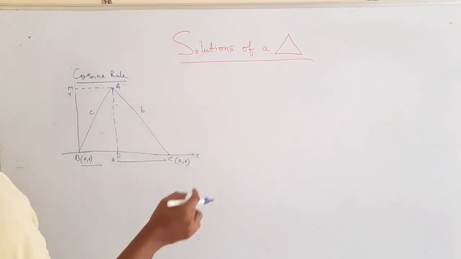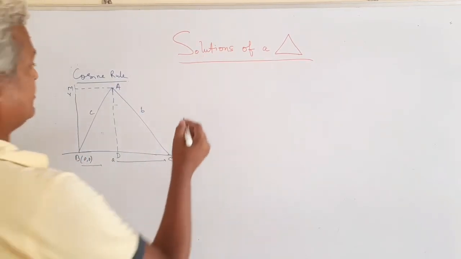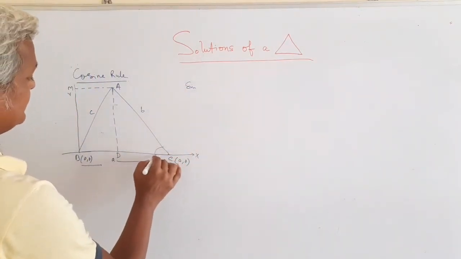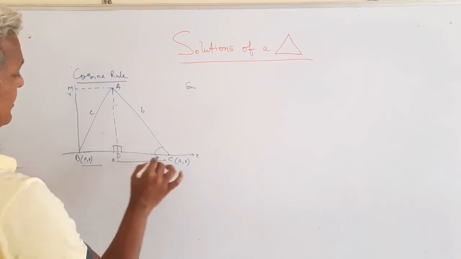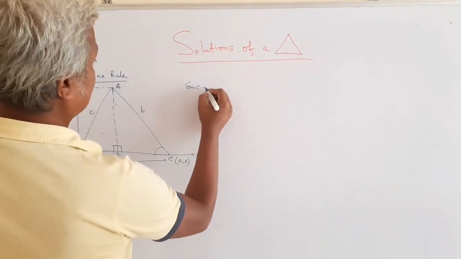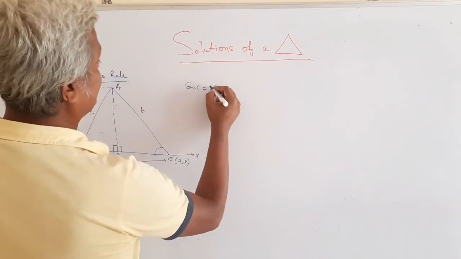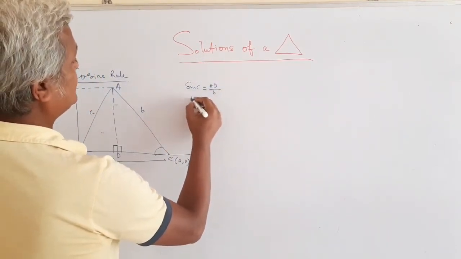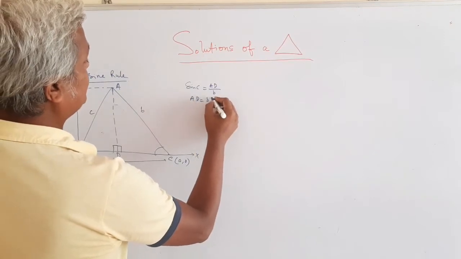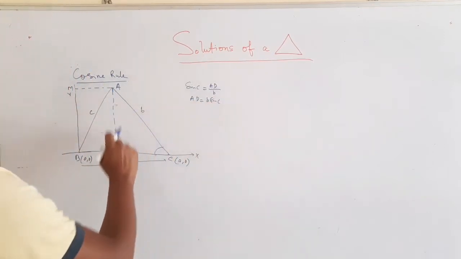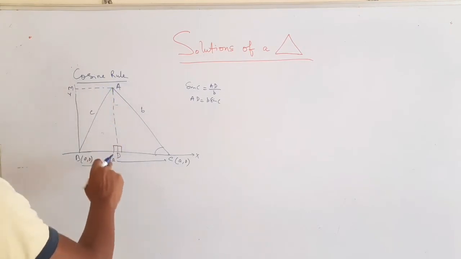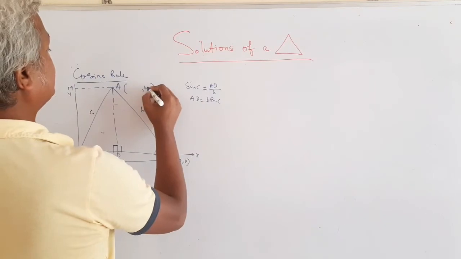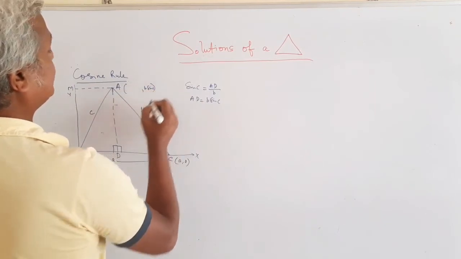So what I'll do, I'll simply use trigonometry. Like how? I write sine C in this triangle. What is sine C? Opposite, that is AD, upon hypotenuse, that is b. So AD is b sine C. What is AD? The perpendicular distance of the point A from the x-axis, that is your ordinate. So it is b sine C.